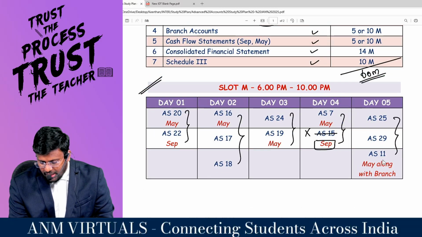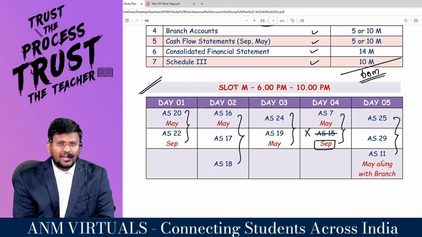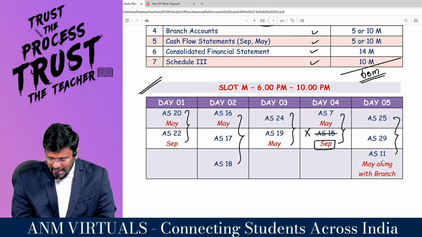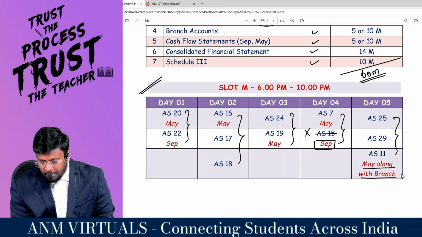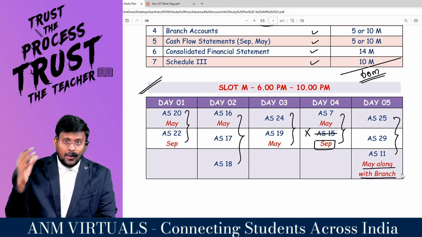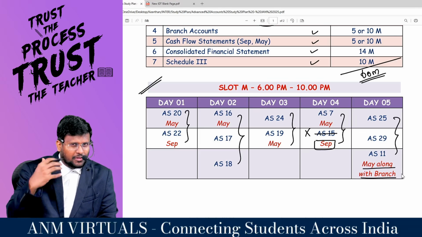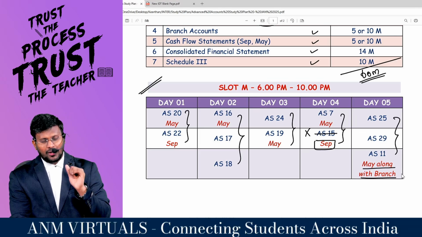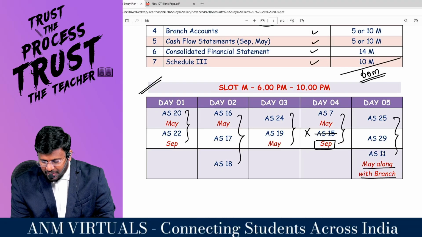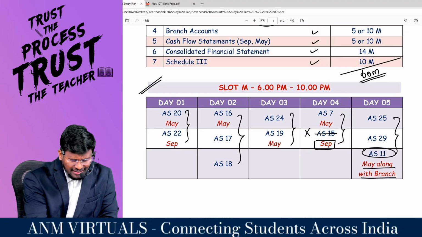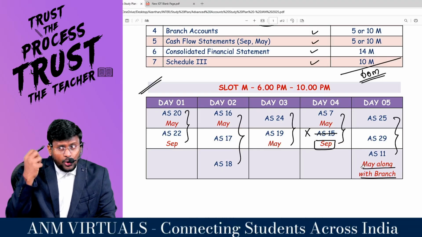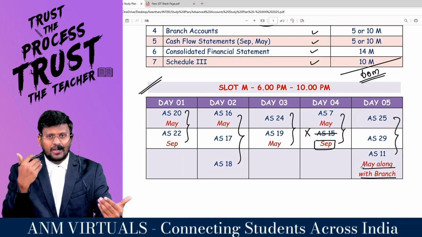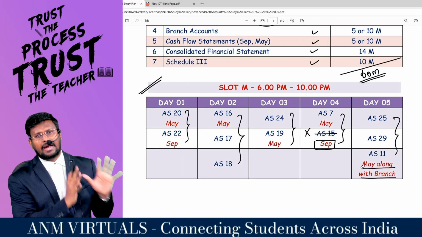And day number 5, evening, AS25 theory, AS29 theory, AS11. Already since you have completed the branch, that too foreign branch, there itself you would have completed the majority of the conversion rate, whether it is for NIFO or FIFO, sorry. So my dear lovable students, there you do the AS11. Sir, if you have done the AS11 and all on day 1 itself, during the tension, again you have to see it on day 5. That's why I push AS11 to the end.